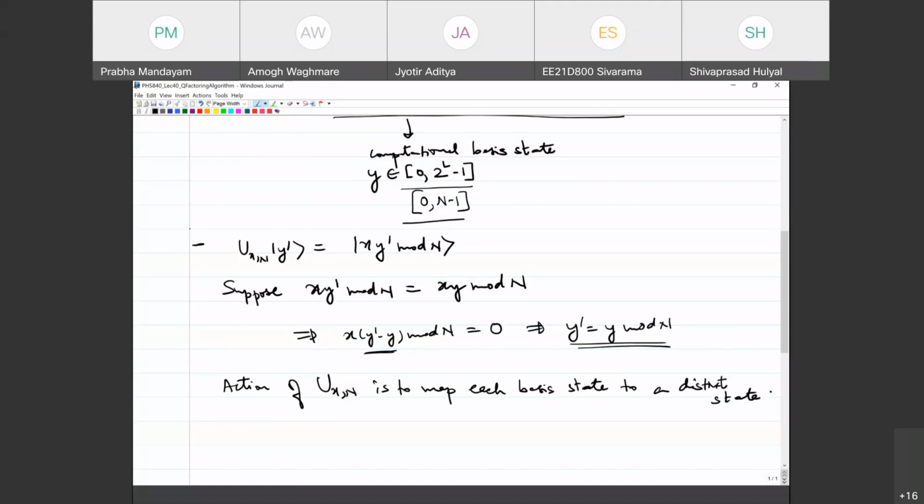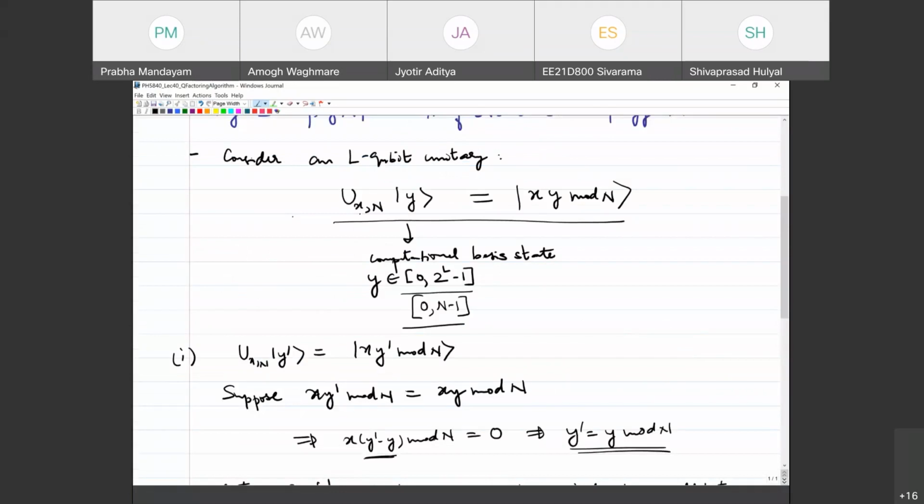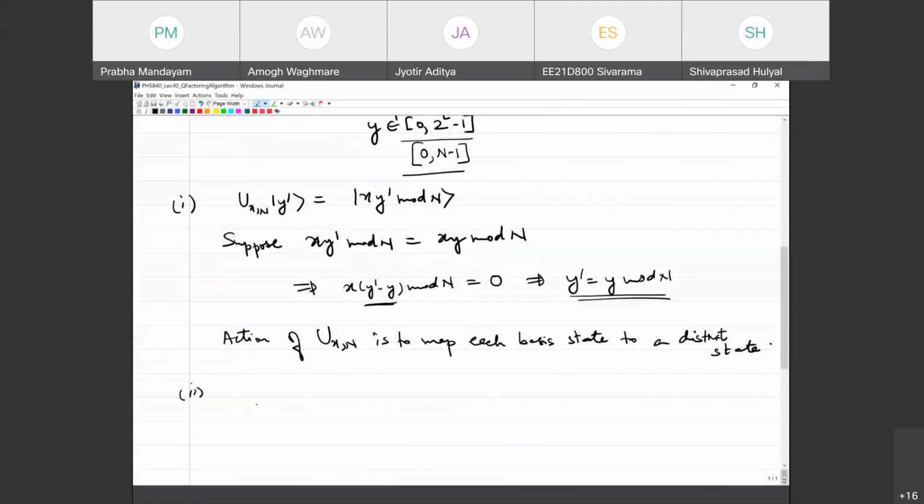Now, what are these output states after the action of this unitary? x is also some positive integer. So when I multiply xy modulo n, what would I get in this label? Obviously this is also some integer between 0 and n minus 1. So the output states essentially also belong to the same set, which is 0, 1, etc. up to n minus 1.